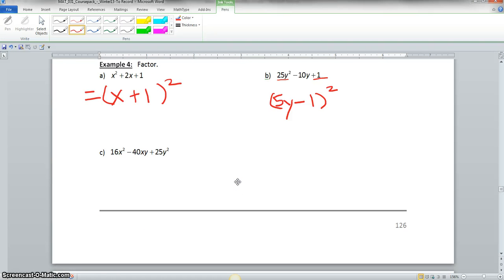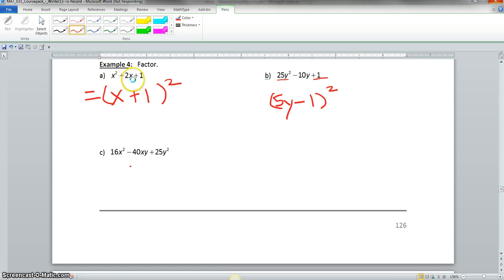Now we're going to look here at C as well. If we look here at C, we have 16x squared minus 40xy plus 25y squared. They have nothing in common. But before we tackle C, let's look back up here at A.